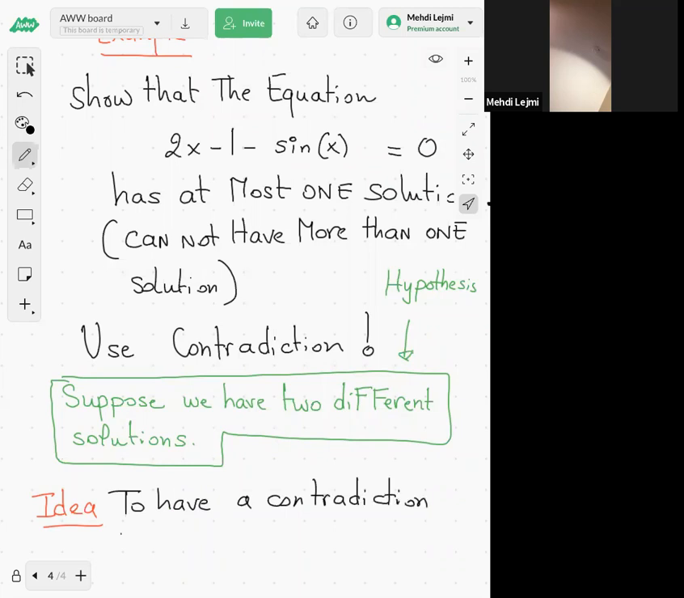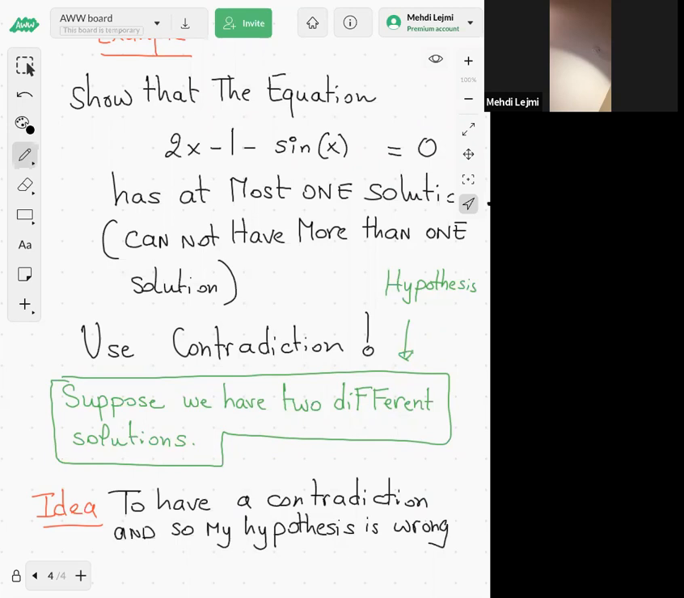And so my hypothesis is wrong. So when I say my hypothesis is wrong, it means that I cannot have two different solutions. And what does it mean you cannot have two different solutions? Well, it means that you can have no more than one solution, right? That's like the opposite of having two different solutions. If you cannot have two different solutions, it means that at most you can have only one solution, right?